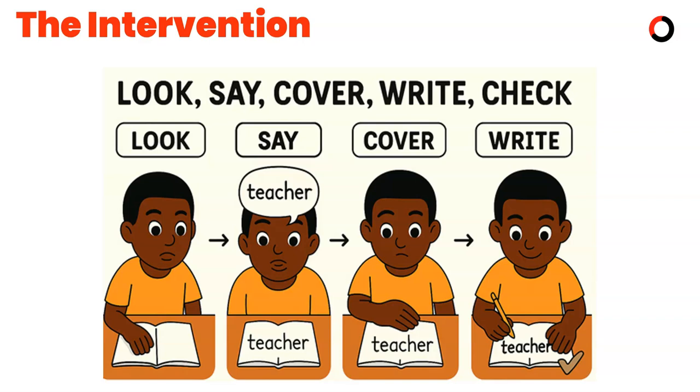So the intervention is the look, say, cover, write, check spelling strategy, where the students look at a word, they then say the word, they then cover it up, they then write it, and then they check it. If it's incorrect, they then write it again.